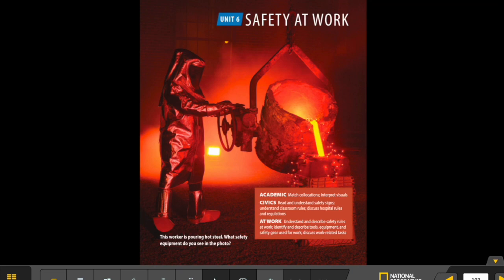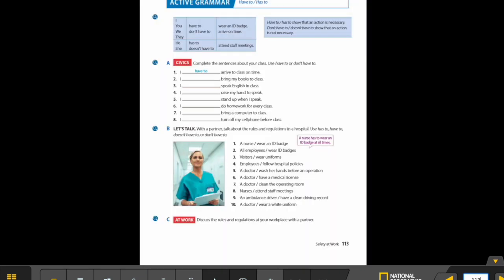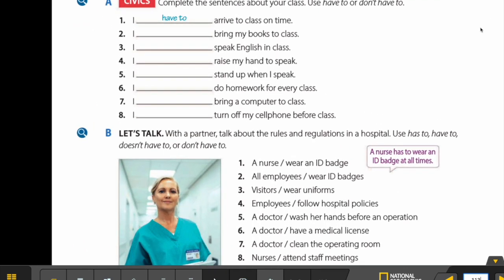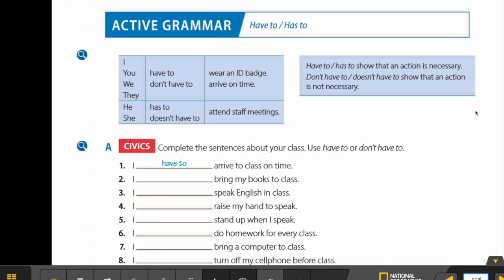Today we're continuing with Unit 6, Safety at Work. This is Lesson 2. We're going to start with where we left off last time. So let's go to page 113. Here we have a grammar point. This is interesting here. The use of have to and has to.